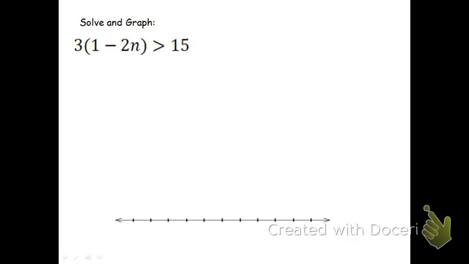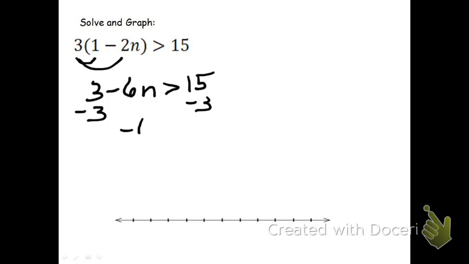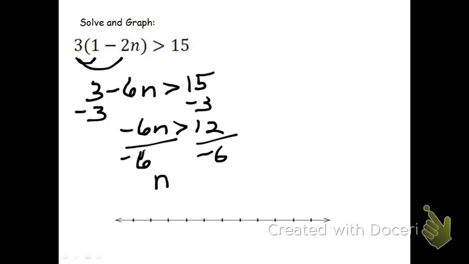Alright, here's our second one. A little bit more complicated, but again, it's just like solving an equation. We're going to distribute the 3 first. So we have 3 minus 6n is greater than 15. Subtracting 3 from each side, we get negative 6n is greater than 12. Finally, divide both sides by -6. We get n, and now, since we're dividing by a negative number, we flip the inequality, and 12 divided by -6 is -2.